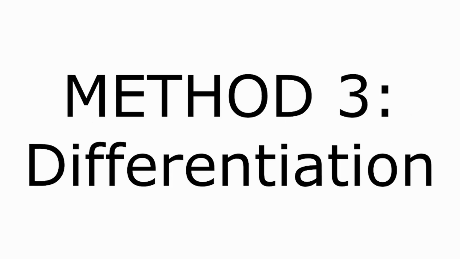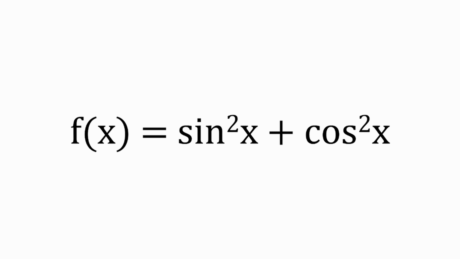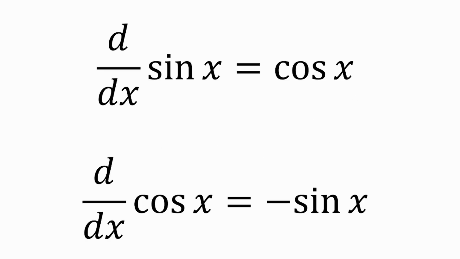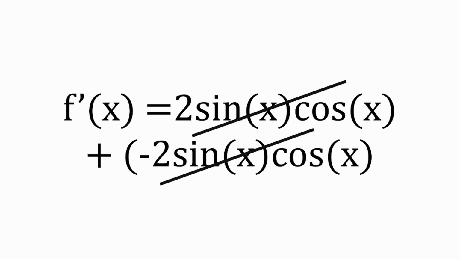Number 3. Differentiation. Consider a function f of x equals sin²x plus cos²x. If we differentiate it, we get 2 sin x cos x plus (−2 sin x cos x), as we bring down the power of 2 from both and multiply by the derivative of sin x and cos x, which are cos x and minus sin x respectively. These two terms cancel out, so the derivative of f of x is 0.